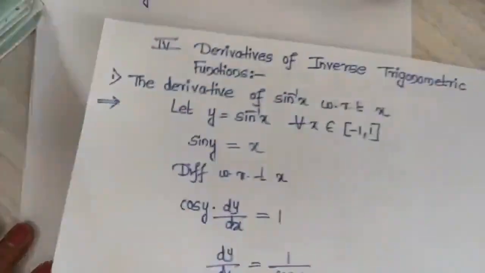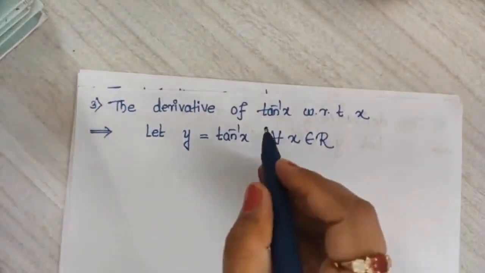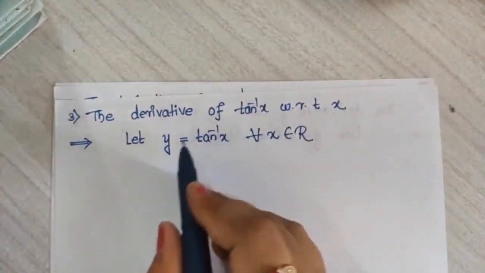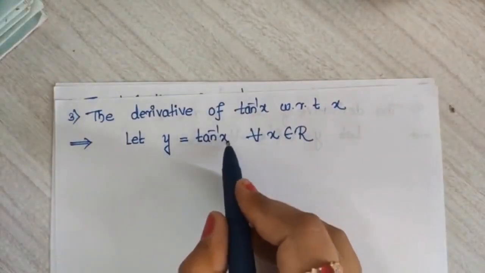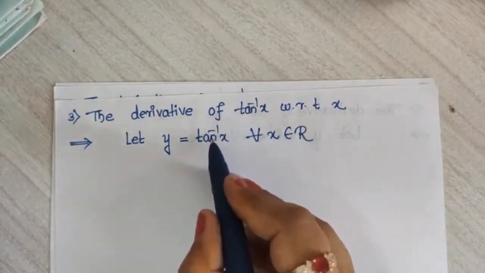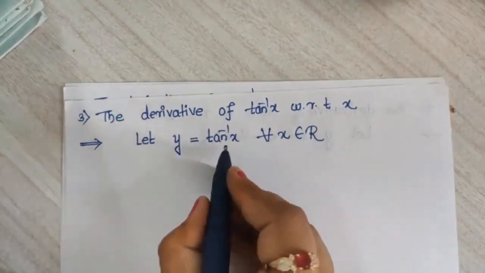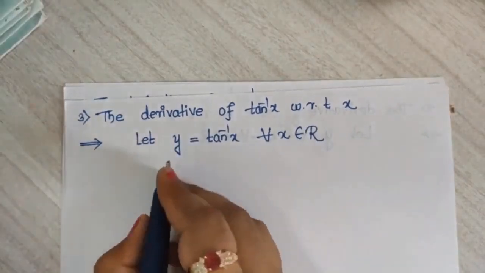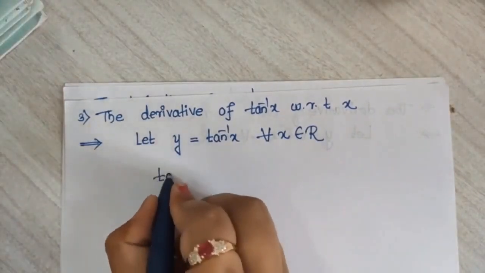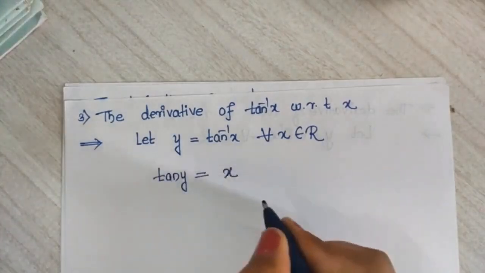Now move to the third, the derivative of tan inverse x. Let y is equal to tan inverse x for all x belongs to R. The domain of tan inverse is the set of real numbers. Again the same, bring tan inverse to the left hand side. You will get tan y is equal to x.